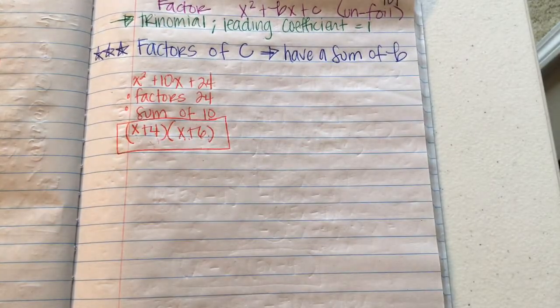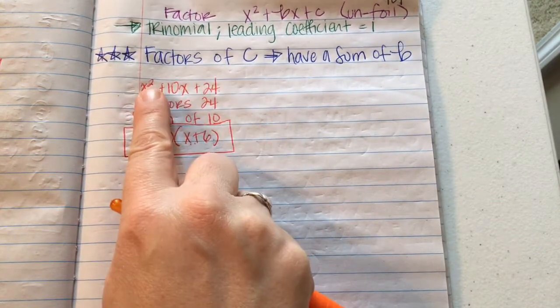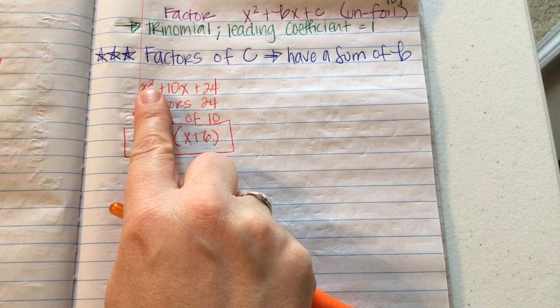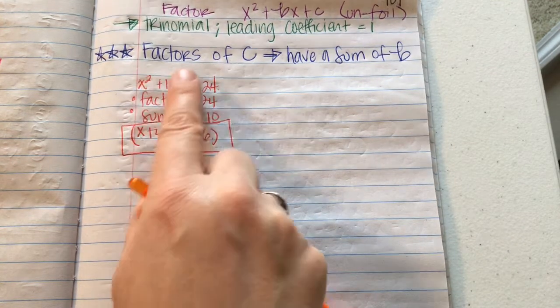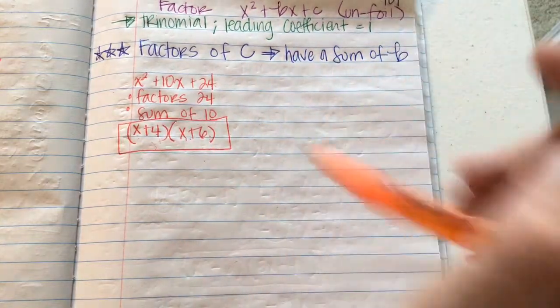So if you have a simple trinomial, meaning it is a leading coefficient of 1, then we look for factors of c that have a sum of b.